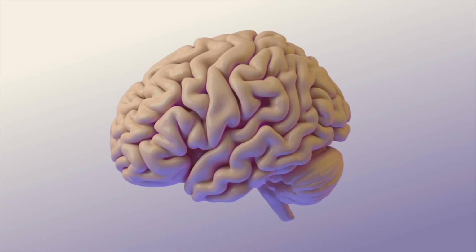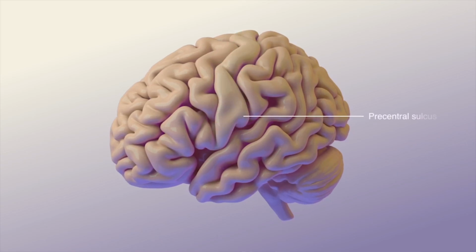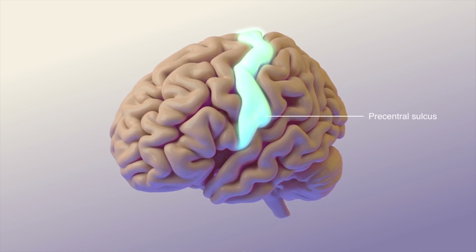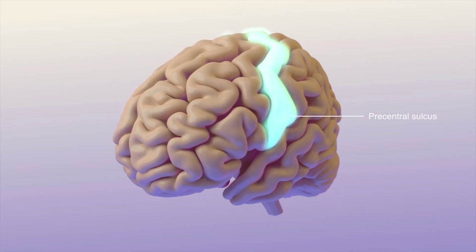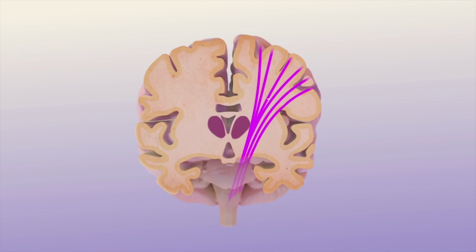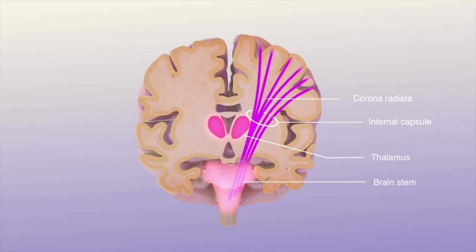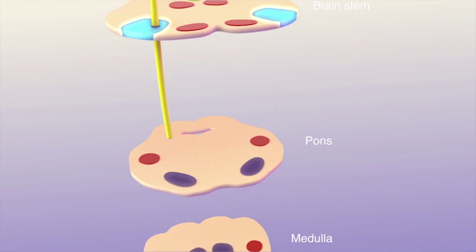Based on the information you have collected so far, where do you think the lesion is? Based on this animation, do you think the lesion is in the motor cortex? Do you think it's in the corticospinal tracts, along the corona radiata? Do you think it's going to be in the internal capsule? Is it in the brainstem, or is it lower down?